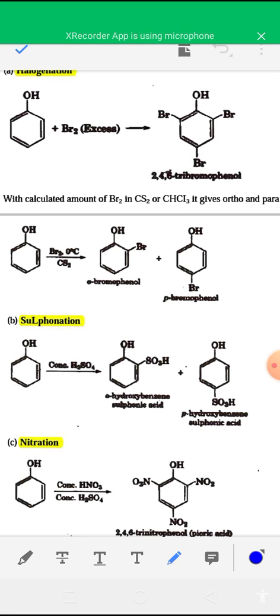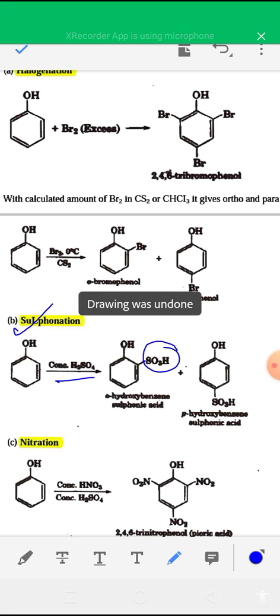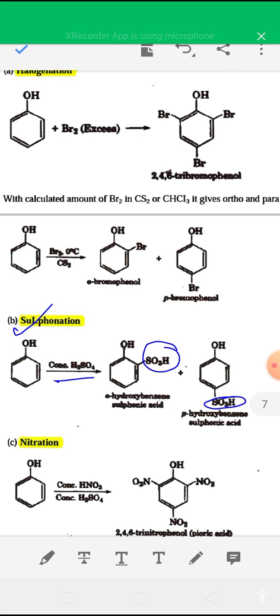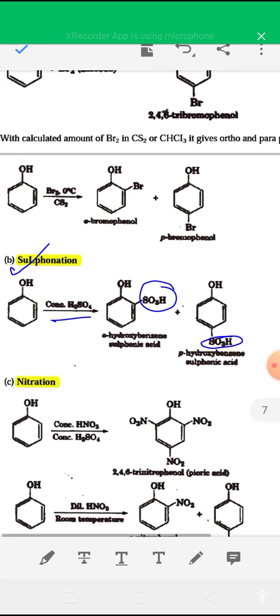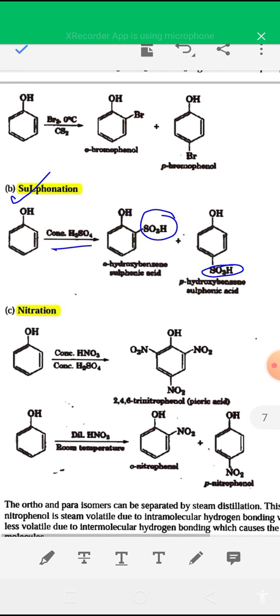Now see sulfonation, that means SO3H group will enter into the benzene ring when phenol is treated with concentrated sulfuric acid. One SO3H group will enter at the ortho and para positions of phenol, because the OH group of phenol is ortho-para directing. So you will get ortho-hydroxy benzene sulfonic acid and para-hydroxy benzene sulfonic acid.